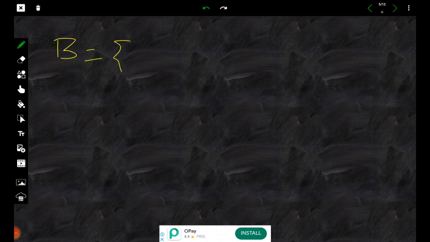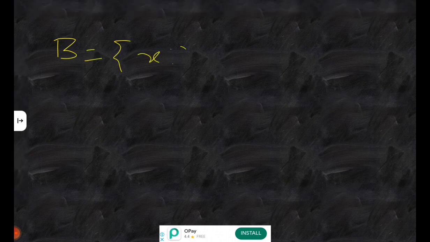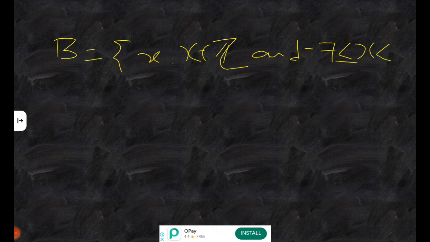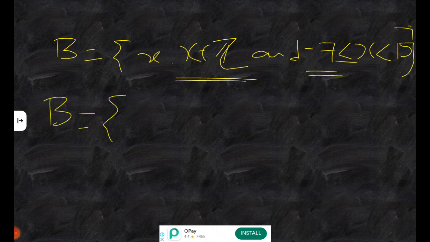Set B is a set defined such that x is an element of an integer value, and it starts from -7 less or equal to x, then less than 15. Remember, if you see less than 15, it means 15 is not included, right? Since it's an element of Z, we know that Z is the set of negative and positive whole numbers. Thus, we know that B is going to have elements from -7.